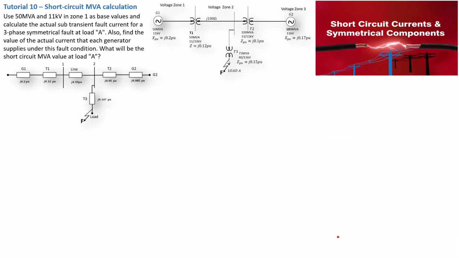So from there we can basically reduce this circuit here. As we can see, G1 and T1 are in series, and they are also in series with the line per unit, which means the combination of all of these should give us a value. T2 and G2 are also in series.